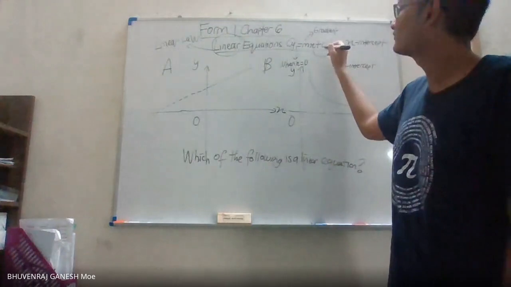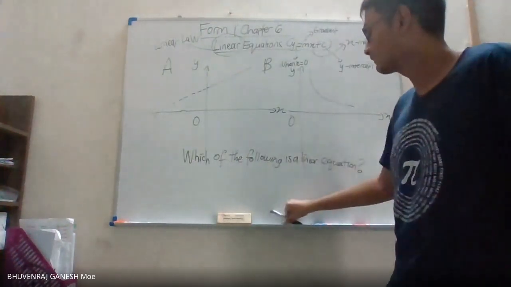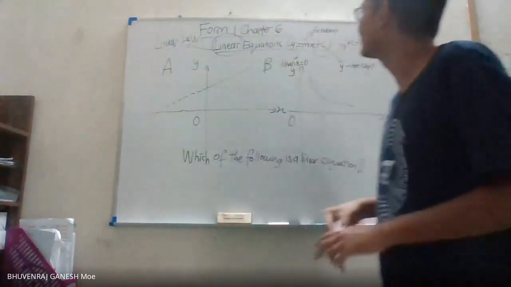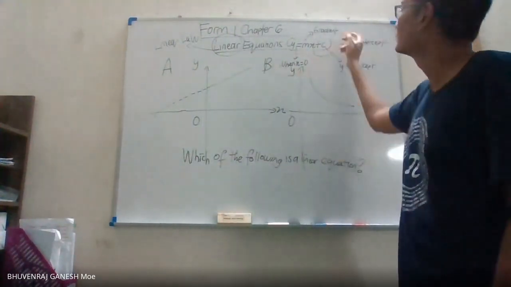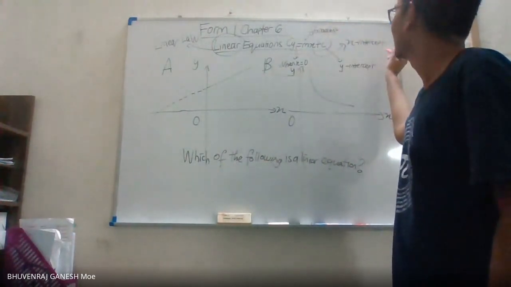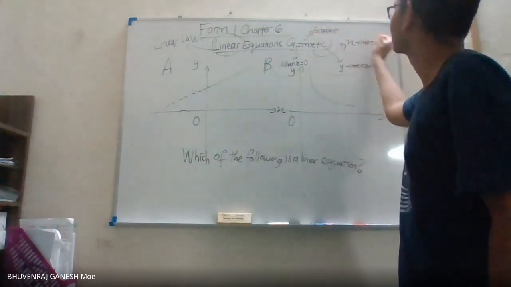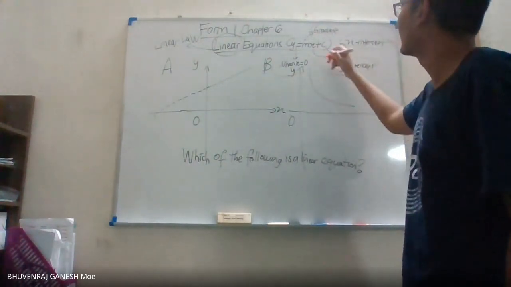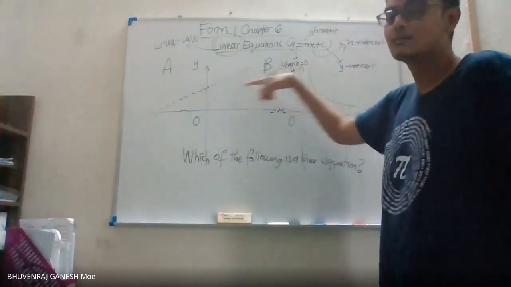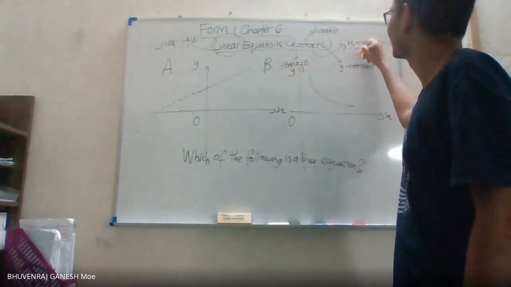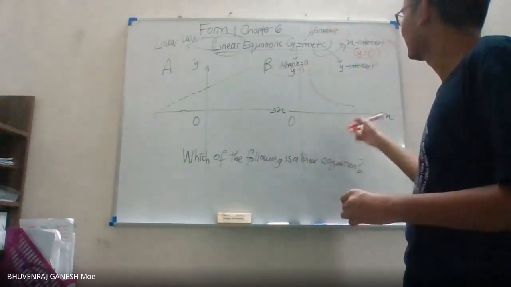So the general form is actually y equals mx plus c. You need to know what y, mx, and c represent. So y is the value when x is 0, m is the gradient, c is the y-intercept, and the x value is the x-intercept. When you say y-intercept, it means when x equals 0, when it cuts the y-axis. The x-intercept means y equals 0, when it cuts the x-axis.